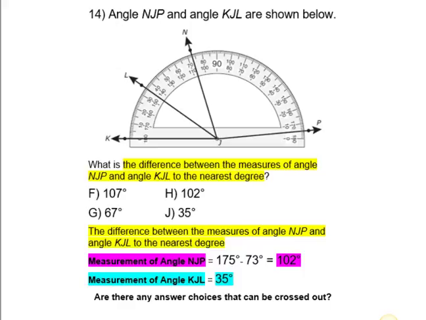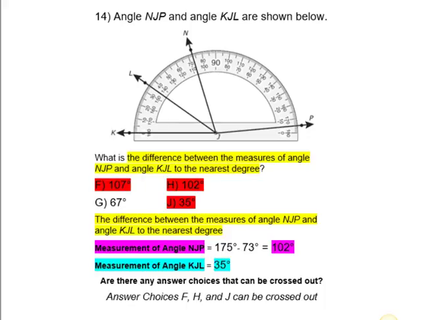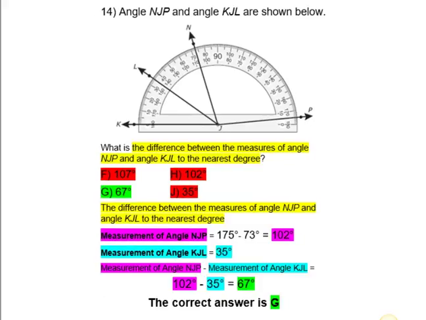If you said that we can cross out answer choice F, H, and J, you are correct. Let's take a look. We know that we can cross out answer choice H because it's 102 degrees. Well, that's the angle of NJP. And also J is 35 degrees. We know that we can cross that out because that's the angle of angle KJL, and 170 degrees is incorrect. So our correct answer is G. When we subtract 102 degrees minus 35 degrees, it is equal to 67. Again, it's equal to 67 degrees.